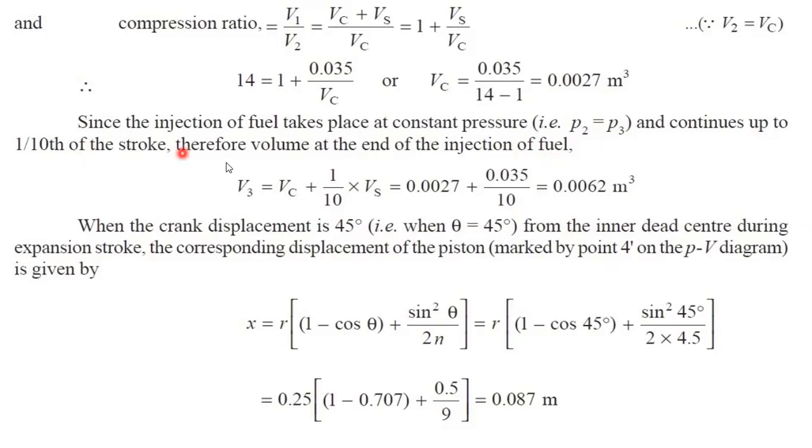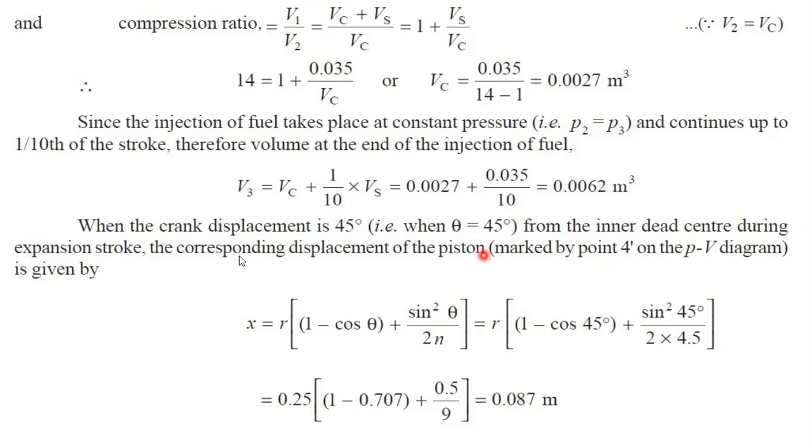So therefore, the volume at the end of the injection of fuel, that is V3, we need to calculate V3. So V3 is equal to Vc plus 1/10 of the stroke. So they have given in the question itself. So Vc plus 1/10 of the stroke. Vc we have calculated and Vs, swept volume, we know very well. Actually it's given, and we also found it previously. So just substitute the value and get the value for V3. So here we have got the V3 value.